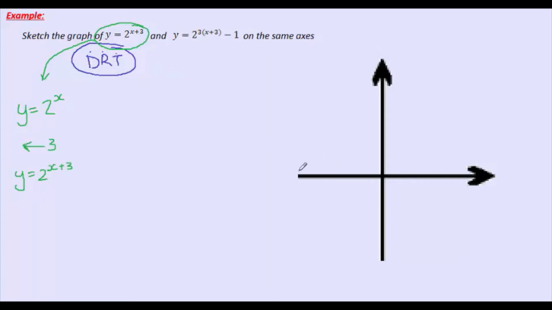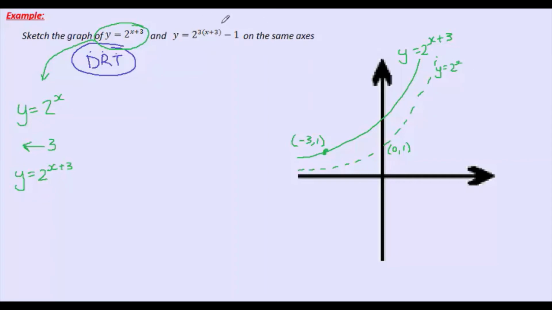So if I wanted to sketch 2 to the power of x, I might sketch a graph that looks something like that. And this would pass through the points 0 and 1. So therefore, if I move it across 3, it might go through a point here, and it would look something like this. In fact, let's make it a solid line. So it might look something like this. And therefore, this point here will be at -3 and 1. And that's my y equals 2 to the power of x plus 3, unlike this one, which is y equals 2 to the power of x.